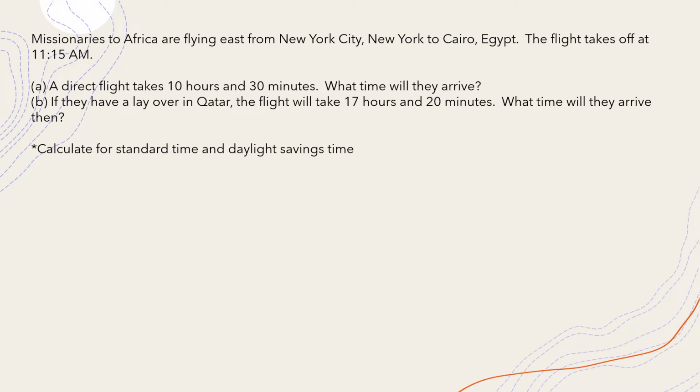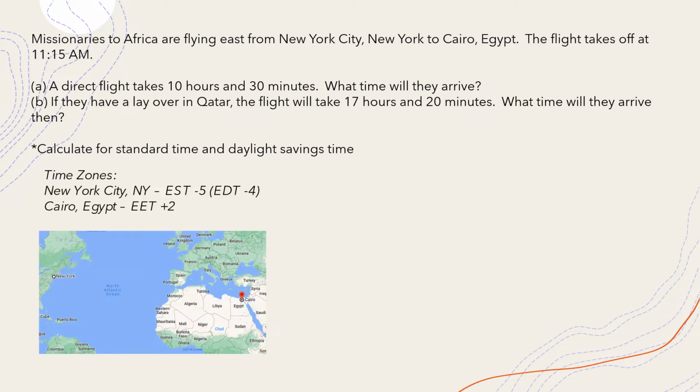The first one is: missionaries to Africa are flying east from New York City to Cairo, Egypt, and the flight takes off at 11:15. It says a direct flight takes 10 hours and 30 minutes. What time will they arrive? And then the second question says, if they have a layover in Qatar, the flight will take 17 hours and 20 minutes. What time will they arrive then? And it says here to calculate for standard time and for daylight savings time.